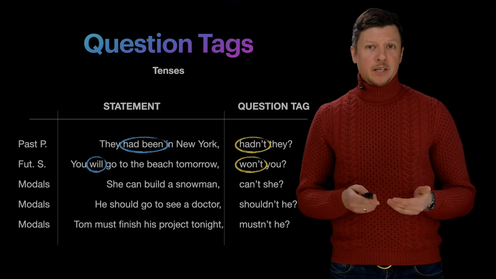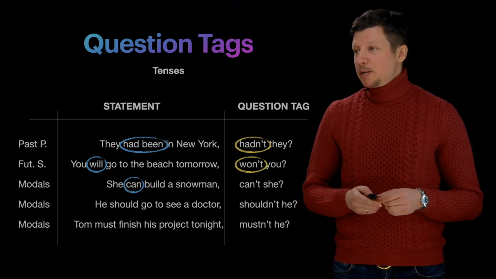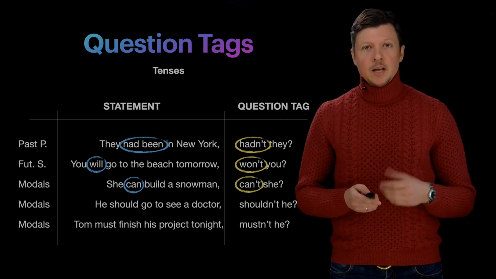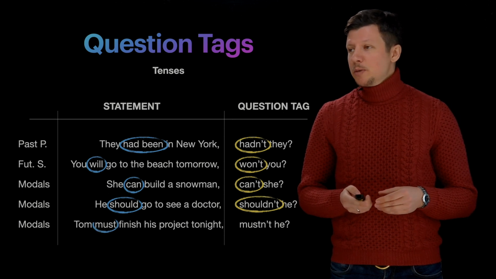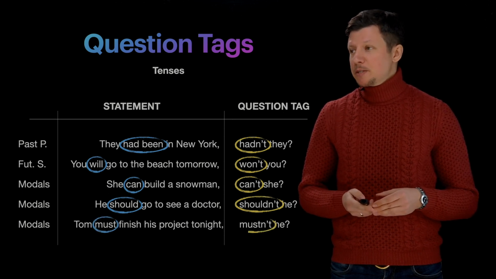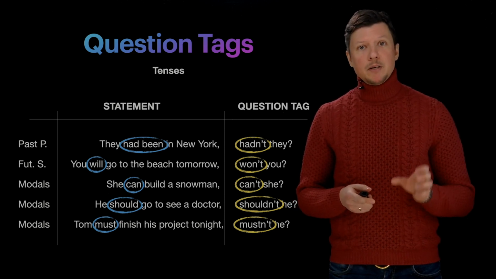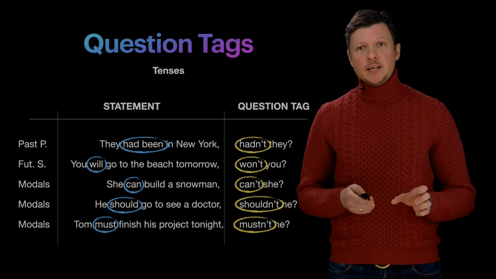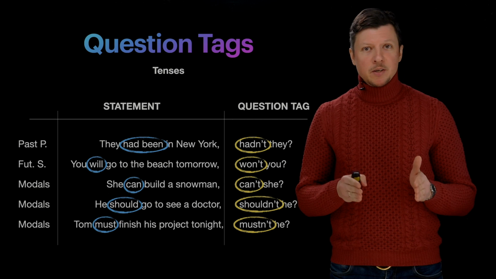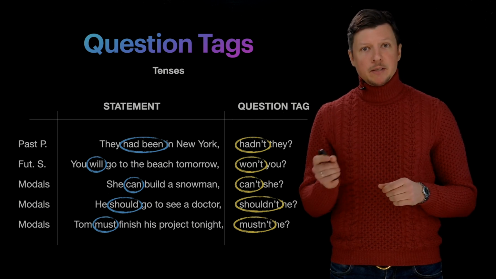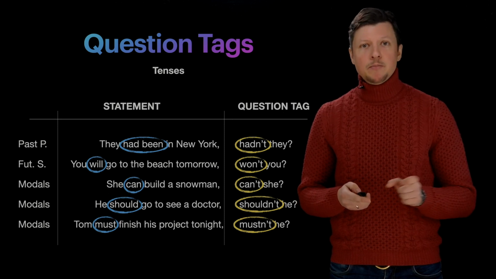And I have also gathered a couple of examples with modal verbs. Let's have a look. She can build a snowman, can't she? He should go to see a doctor, shouldn't he? And Tom must finish his project tonight, mustn't he? I have specially selected this last example because you can see that the verb must turns into mustn't. And here it's very important to mention that while we say must, when it's in the negative form, we omit the T sound and it becomes mustn't.